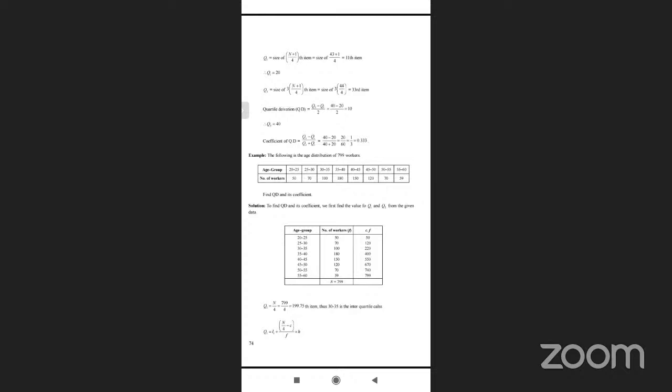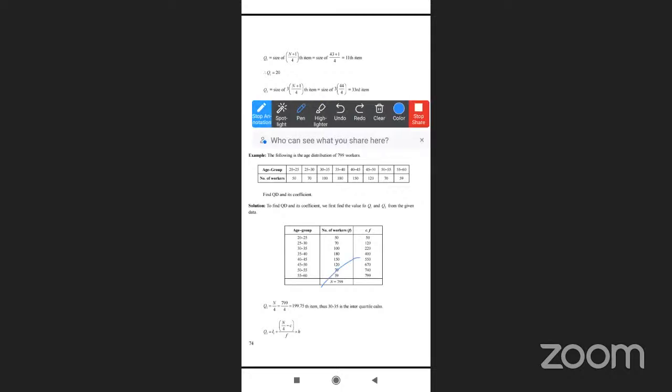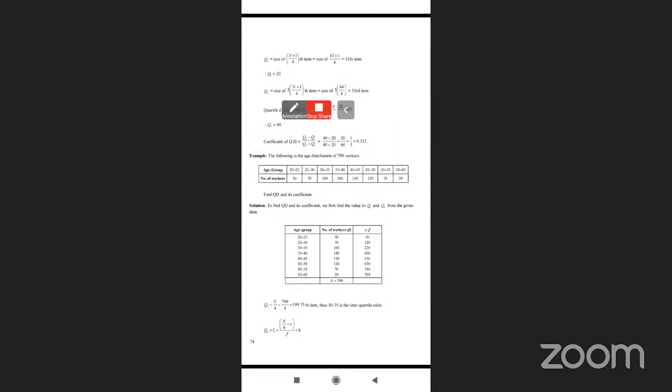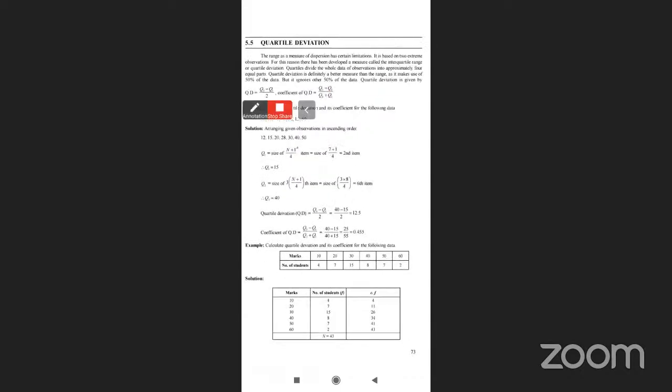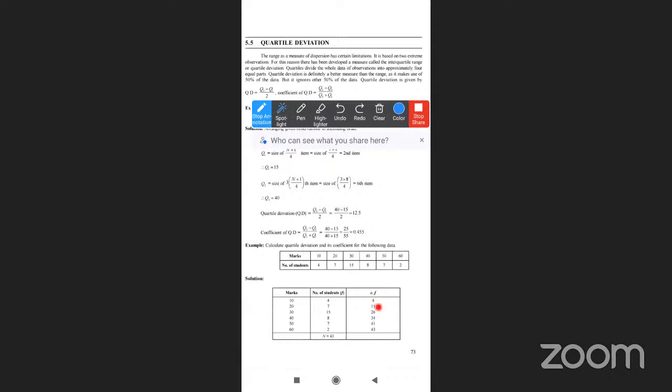So Q1 is equal to the size of (n plus 1) by 4th item. So the size of n is equal to 43 plus 1 by 4th item, that is the 11th item. So for the 11th item, you look at the cumulative frequency distribution. Here you can see the 11th item. So the 11th item falls here, and 20 is the value. That is, Q1 is equal to 20.